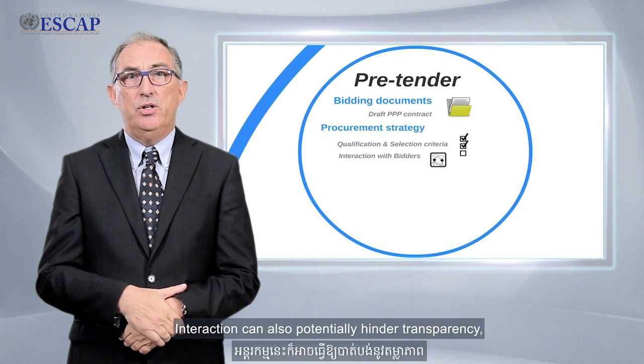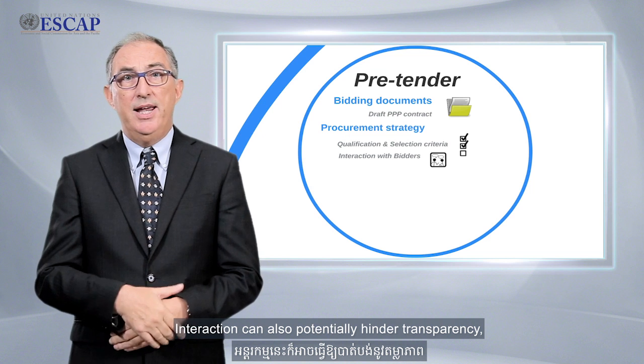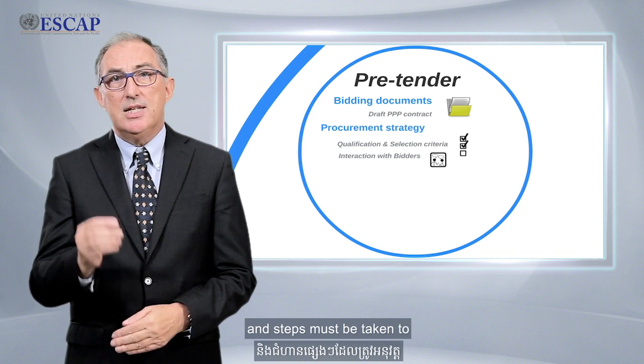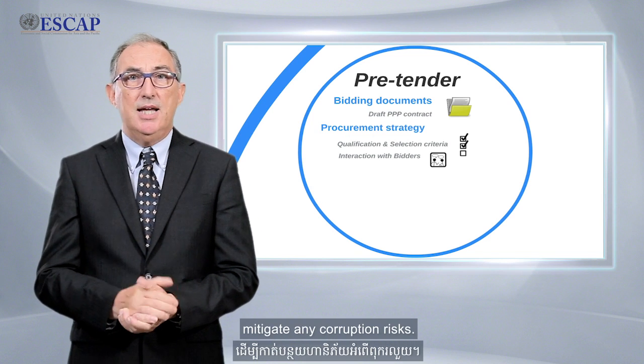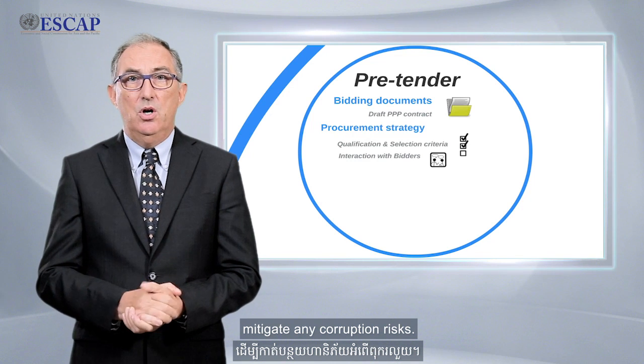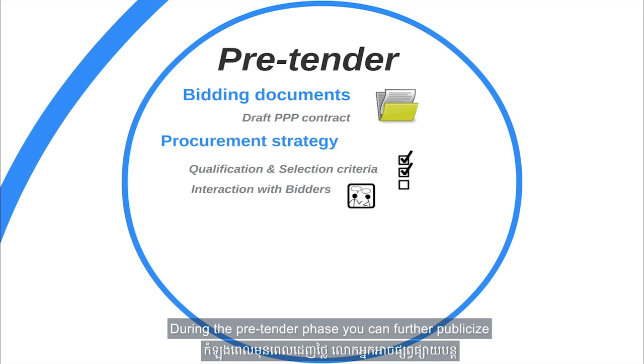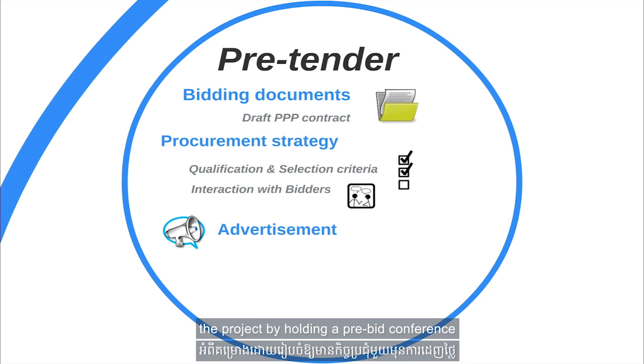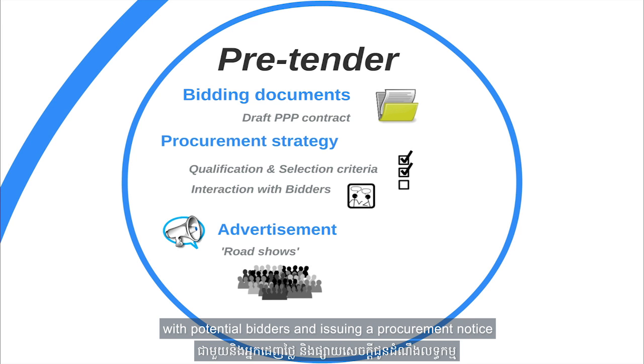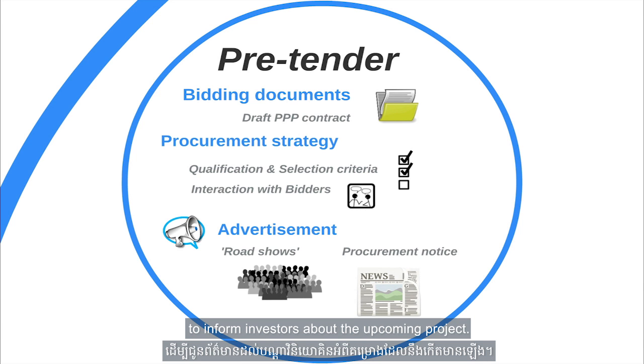Interaction can also potentially hinder transparency, and steps must be taken to mitigate any corruption risks. During the pre-tender phase, you can further publicize the project by holding a pre-bid conference with potential bidders and issuing a procurement notice to inform investors about the upcoming project.